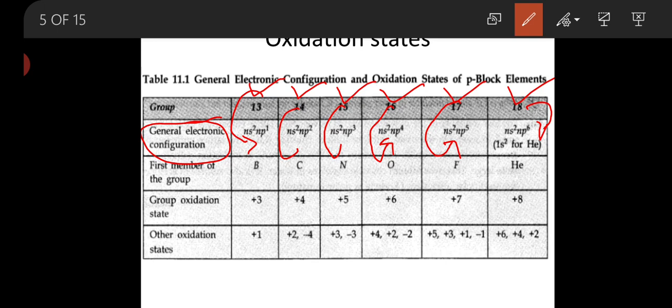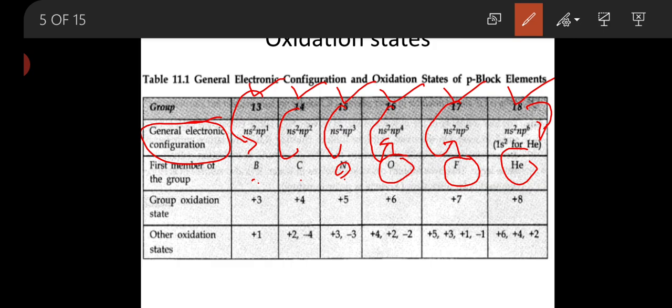The first member of these is the boron family, meaning depending upon the first element, the groups are classified as the boron family. Second, group 14 is the carbon family. Group 15 is the nitrogen family. Group 16 is the oxygen family. Group 17 is the halogens, starting with fluorine, that is the fluorine family. And here the inert gas elements start from helium.